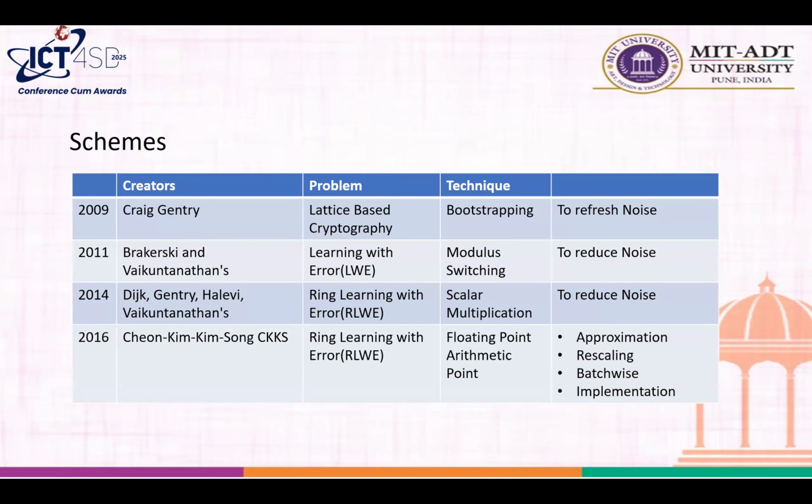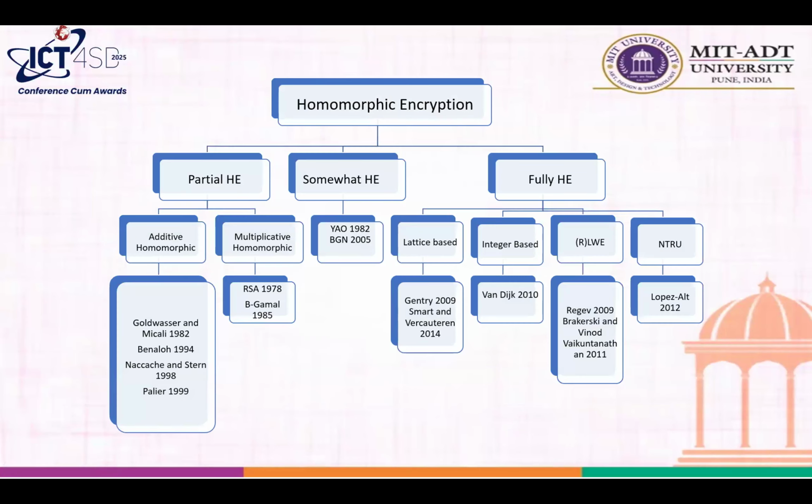This is how our schemes progressed. In 2009, Craig Gentry laid the first philosophy of homomorphic encryption, where we can do the evaluation on the encrypted data only, and the recipient receives the results for the encrypted data. The problem was lattice-based cryptography, which was used to refresh the noise. And in 2011, another person associated with Gentry formed the next one. These are some of the basic schemes used in homomorphic encryption. This is the distribution for homomorphic encryption, which people have been working on for the last 50 years.